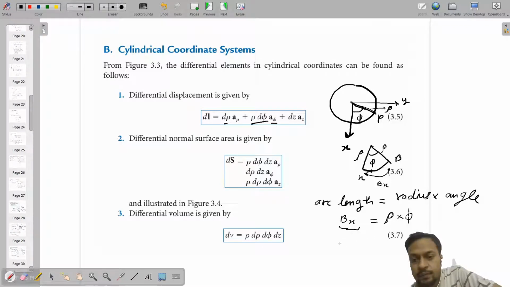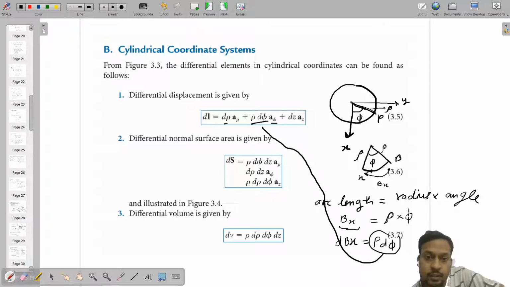Now for differential angle d phi, the differential arc length dBX is equal to rho d phi. So for phi we have written the total differential length as rho d phi, and the expression for the differential length in z direction is similar to that of the Cartesian coordinate system.